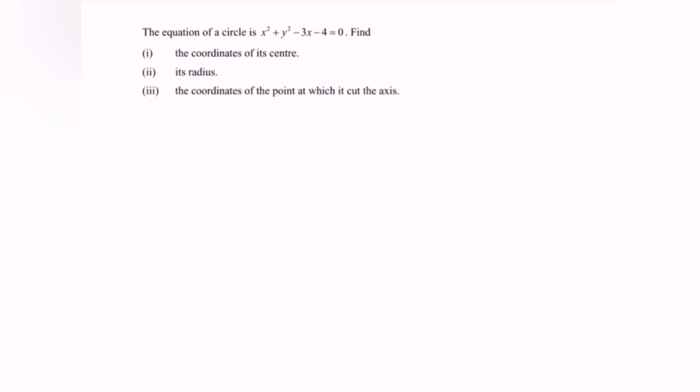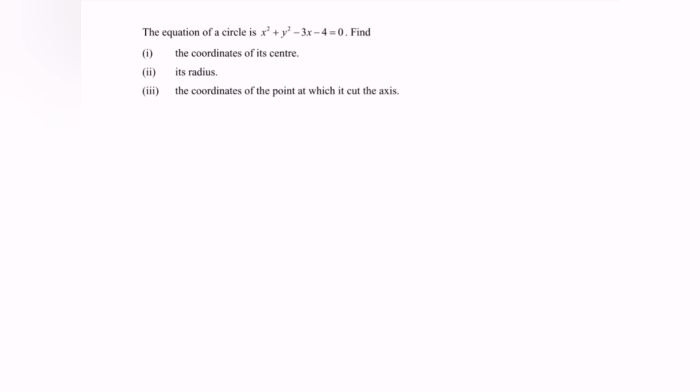Here we have the example for circle. The equation of the circle is x squared plus y squared minus 3x minus 4 equals 0. Find the coordinate of its center, radius, and the coordinate of the point at which it cuts the axis.